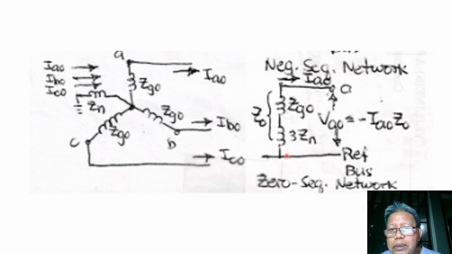Now since this is per phase, for phase A we only consider one Z sub G0. So this is Z sub G0 here. And the sum of this 3Zn plus Z sub G0 is what we call the zero sequence impedance of our generator, Z sub 0. So the Z sub 0 of our generator includes the impedance of its grounding reactance, plus the zero sequence impedance of its winding, Z sub G0.